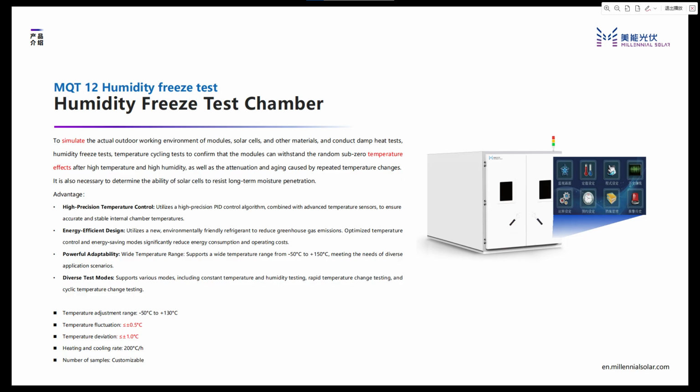In this chamber, for the same parameters, the temperature fluctuation is less than or equal to plus and minus 2.1 degrees Celsius, and its temperature deviation is plus and minus 1 degree Celsius.